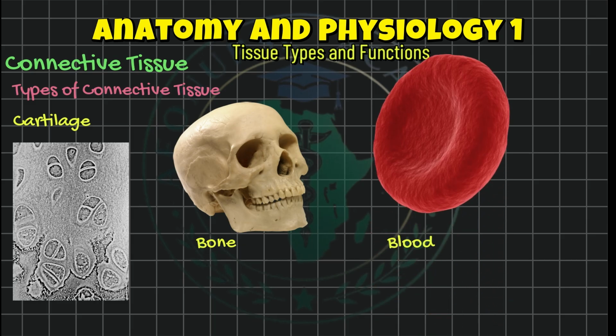Blood. Here's something surprising. Blood is classified as a connective tissue. The cells, red blood cells, white blood cells, and platelets, float in a liquid matrix called plasma. Blood's job is to transport oxygen, nutrients, hormones, and waste products throughout the body.